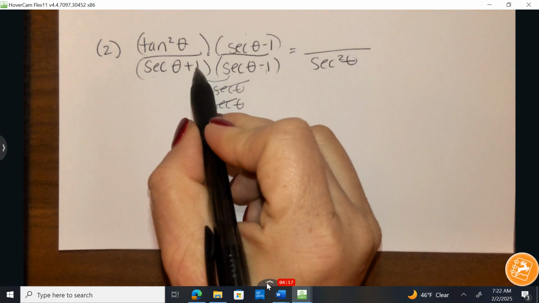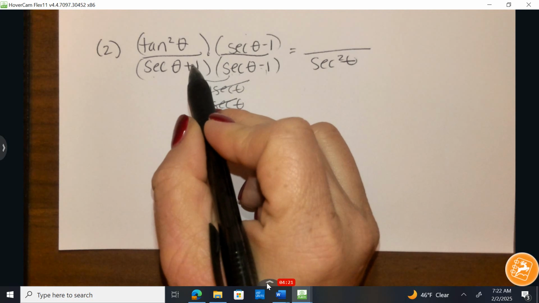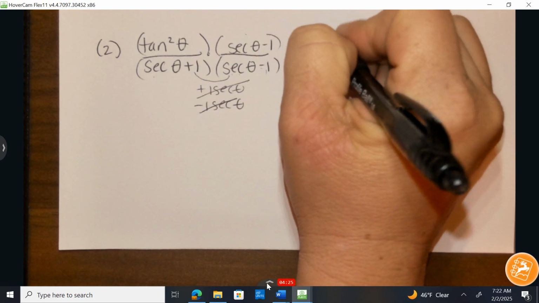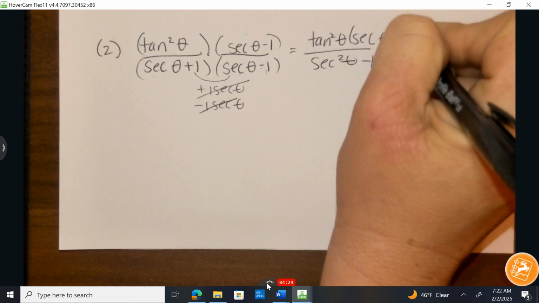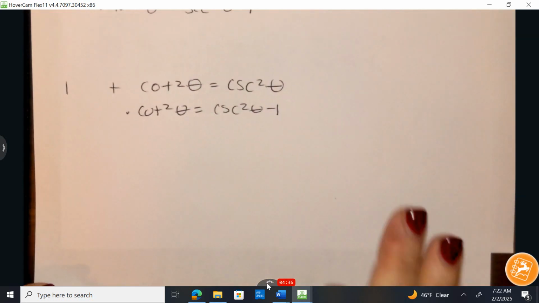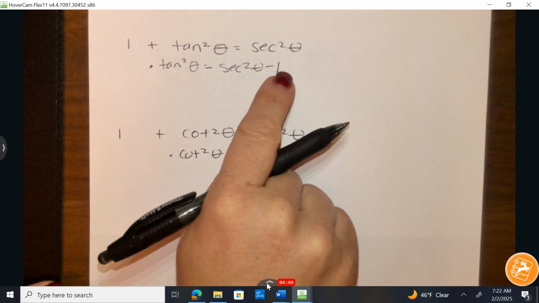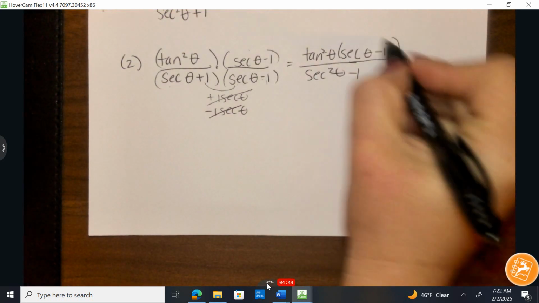And now I'm at the last step of the FOIL. I've done the front, the outside, the inside, and here's the last. Positive 1 times negative 1 is negative 1. Now before I distribute through, I want to see, is there anything else I can do? So I bring back this list of identities, and I find that secant squared theta minus 1 is equivalent to tangent squared theta. So I'm going to rewrite this expression.